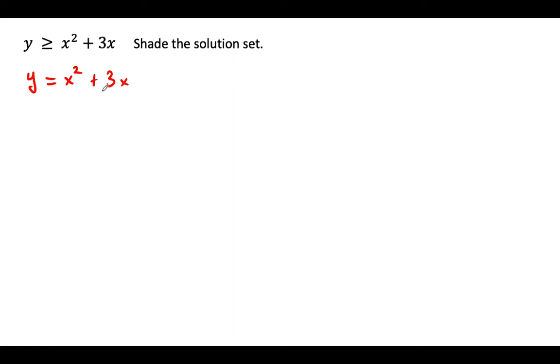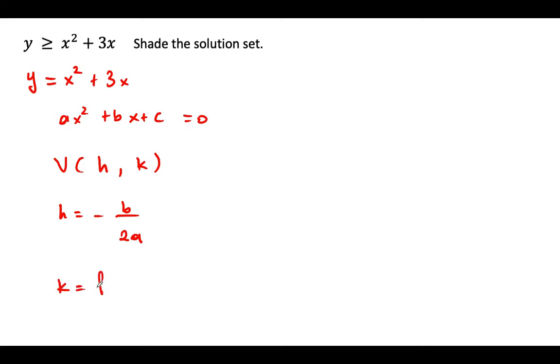And then when we look at this, it's the parabola. So in order to draw the parabola, we need the vertex. So if you remember, whenever we have ax squared plus bx plus c equal to 0, the vertex, if I call it h comma k, x component and y component, h is equal to negative b over 2a, and k is equal to f at h.